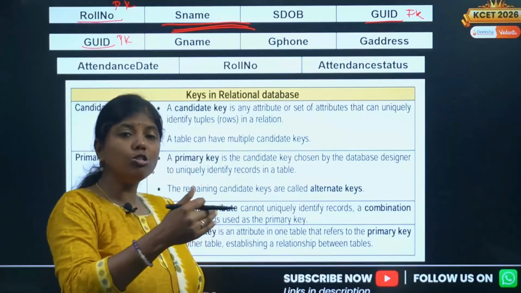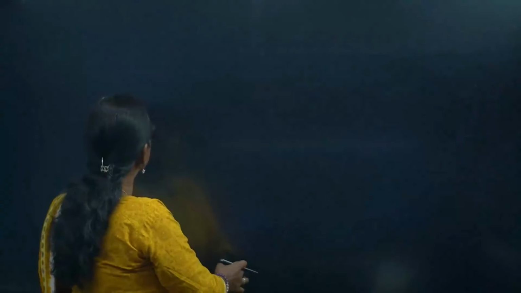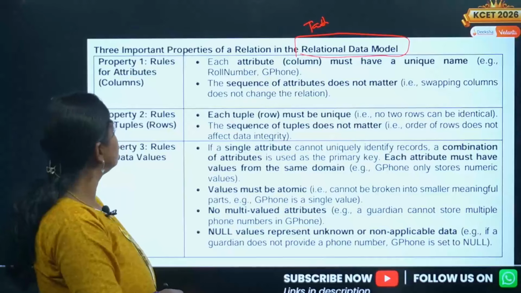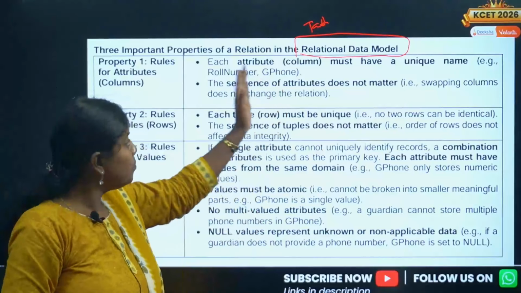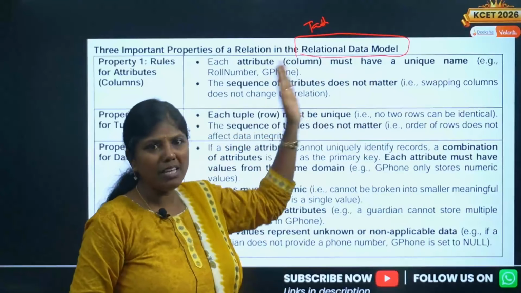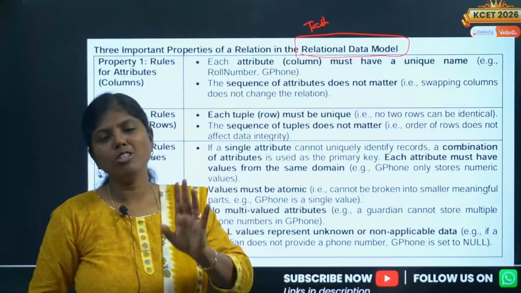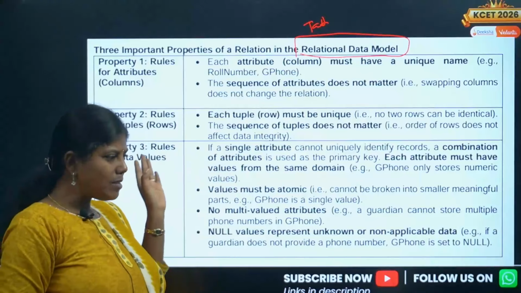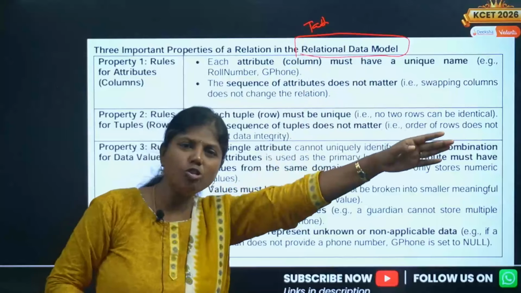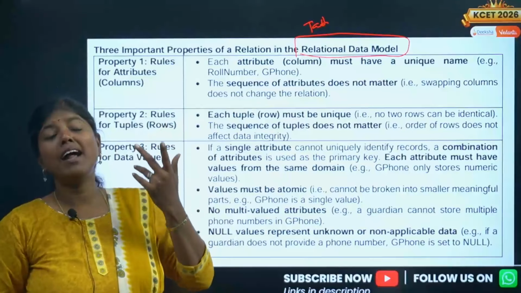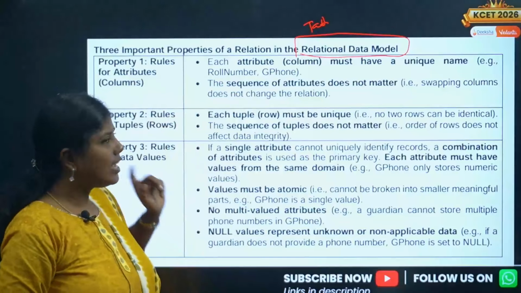What are the rules on these? That is what is explained here. The attribute must have a unique name. Each and every attribute should be unique. The order of the attribute doesn't matter. I can write name here, roll number there, roll number at the end also. Order doesn't matter for the attribute.